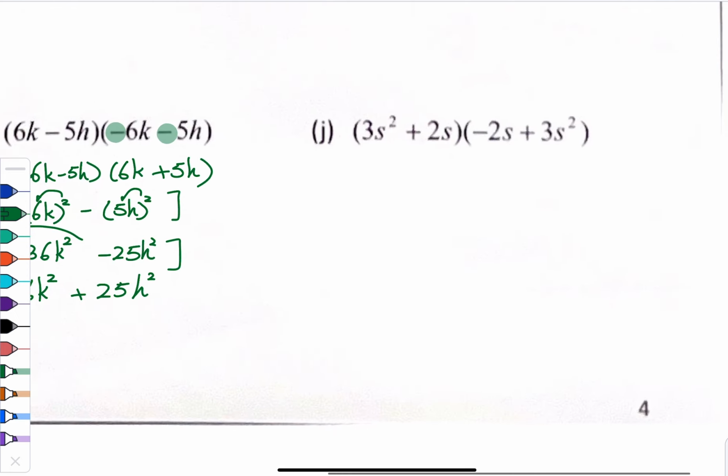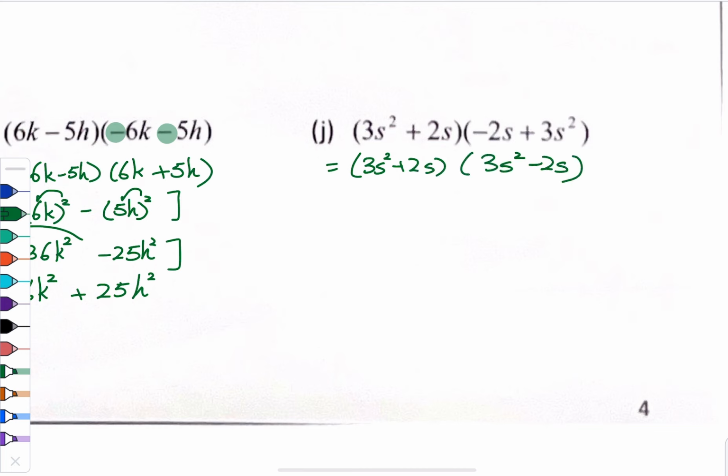Next, so make it in order, 3s square first, right? So 3s square plus 2, 3s square minus 2. One is plus, one is minus, a plus b, a minus b. So you will be doing a square minus b square.